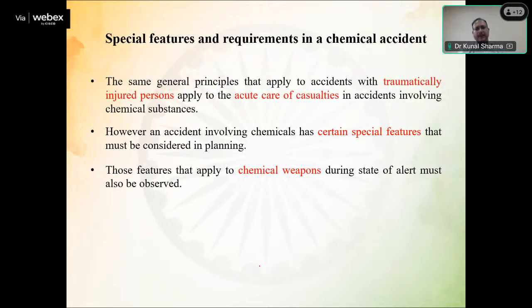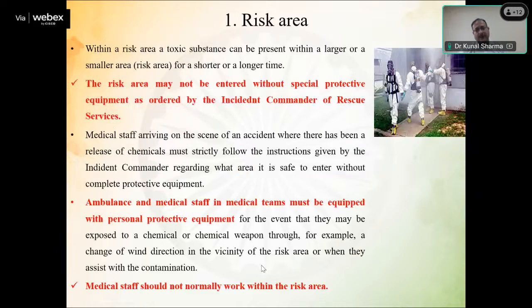Special features and requirements in chemical accidents. The same general principles apply. It is not that we require anything very special, but yes, the same general principles that apply to accidents with traumatically injured persons apply to the acute care of casualties in accidents involving chemical substances. However, an accident involving chemicals has certain special features that must be considered in planning. Those features that apply to chemical weapons during a state of alert must be observed. The first property is the risk area.